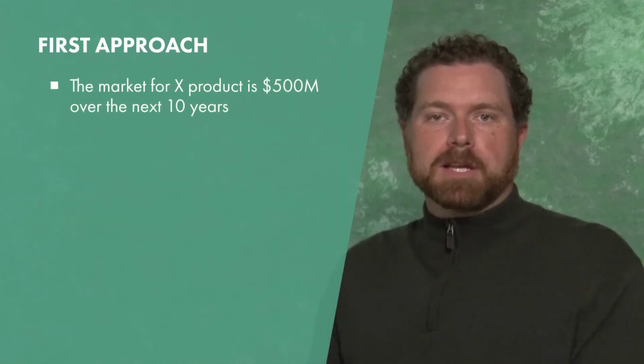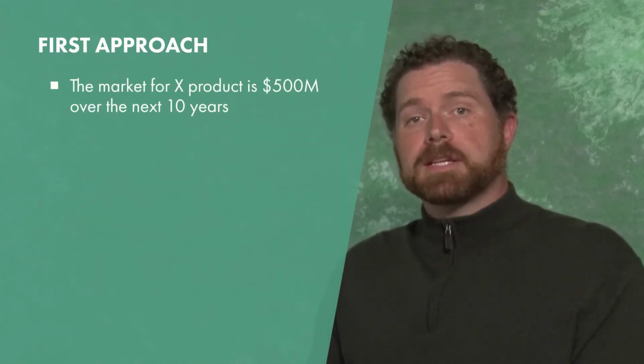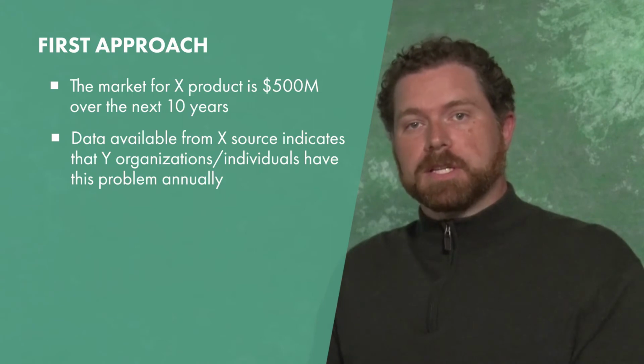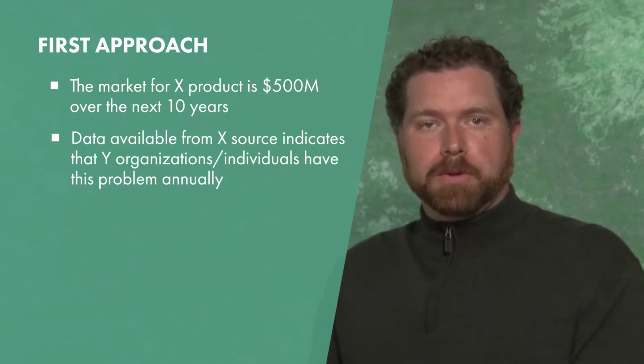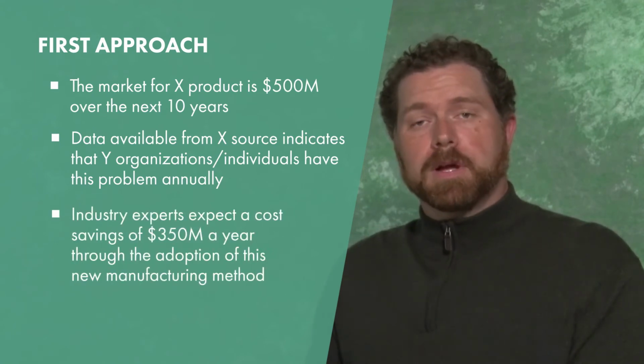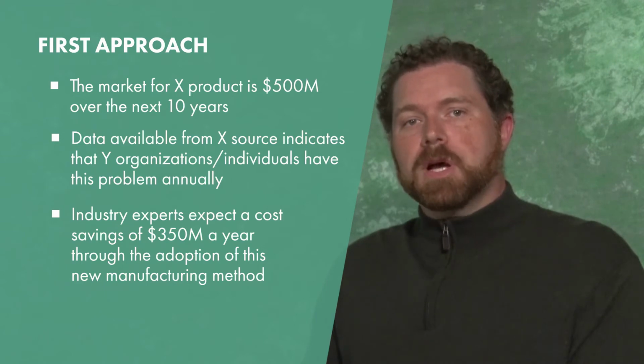First, the concept of market implies the potential number of entities that have problem X or could benefit from product Y. Market opportunity is expressed in dollars or units. For example, one could say that the market for X product is $500 million over the next 10 years, or that data available from X source indicates that Y organizations or individuals have this problem annually. One could also say that industry experts expect a cost savings of $350 million a year through the adoption of this new manufacturing method. Any of these are expressions of market opportunity.